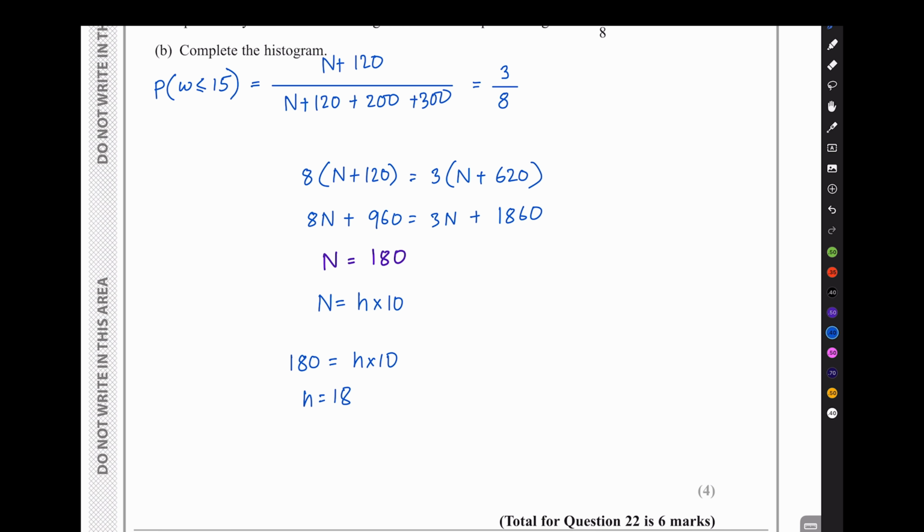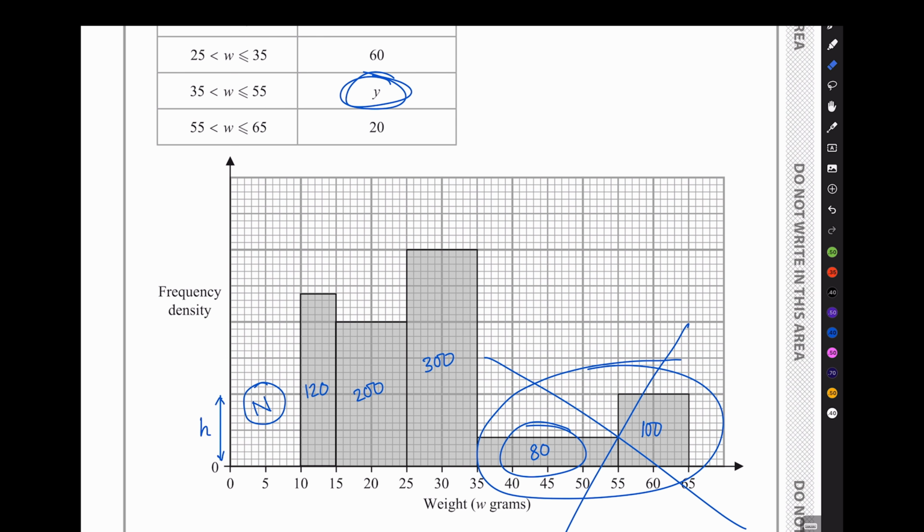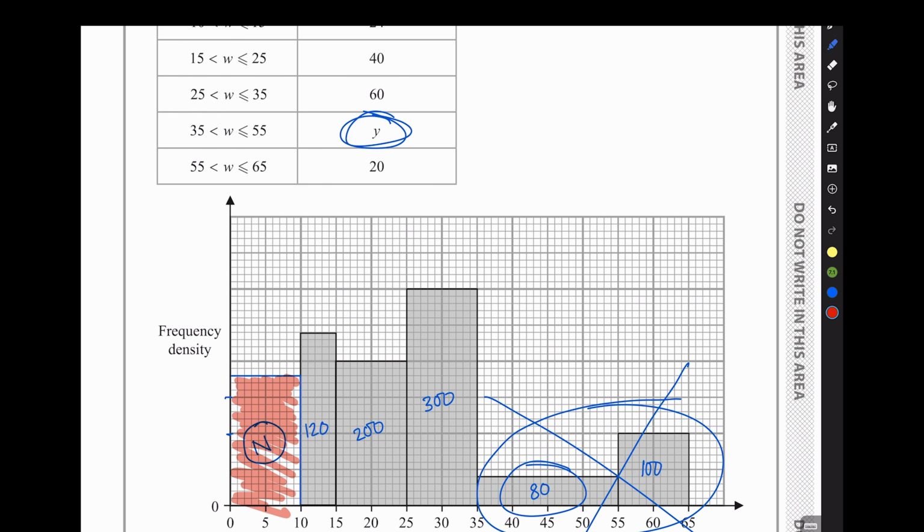Now I can easily complete the histogram. The height should be 18, so I should go up to 18 squares. I shouldn't erase it, but I can erase this part. So this is 10, this is 15, this is 18. This is my final answer. Let me shade it in a different color. So this is my histogram, and this height is 18.